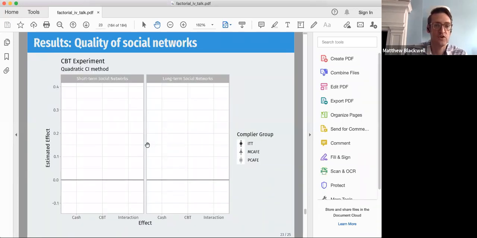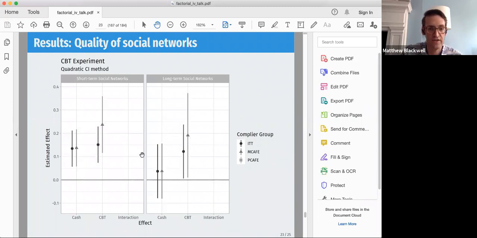What I'm going to show you is the effects on, again, a composite measure of the quality of social networks. They measured like 30 items, lots of different things like, did you feel supported by your family? Do your friends engage in anti-social activities and things like that? The two panels here are the short-term effects and the long-term effects. These are all in terms of standard deviations, so they're standardized. These are just the ITT effects of cash. You can see that cash has an effect on short-term social networks, but not on long-term. And we can see that the marginal complier effects here are very similar.